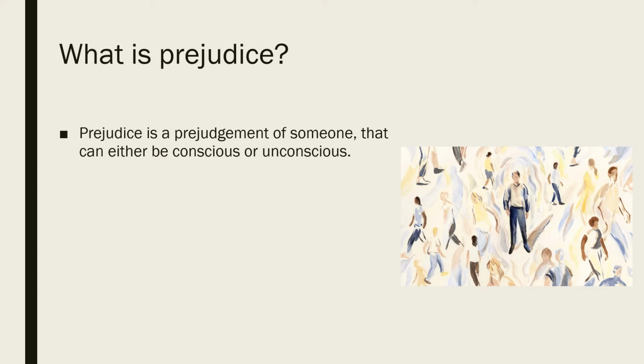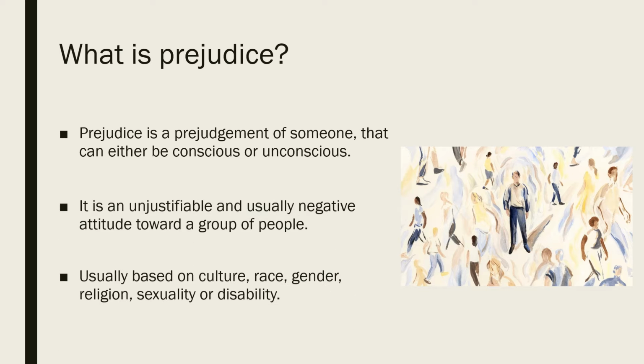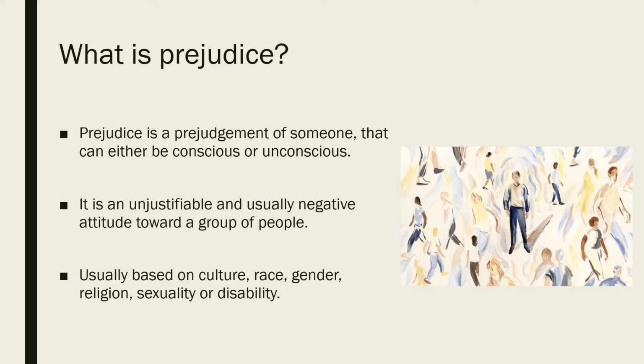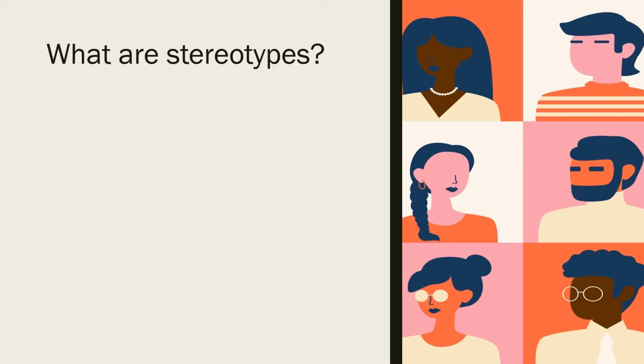Prejudice is an attitude that is a conscious or unconscious prejudgment of someone that is unjustifiable and usually negative towards a group of people. Prejudice is usually based on characteristics such as culture, race, gender, religion, sexuality, or disability. Like all attitudes, prejudice is a mixture of beliefs, emotions, and predispositions to action.